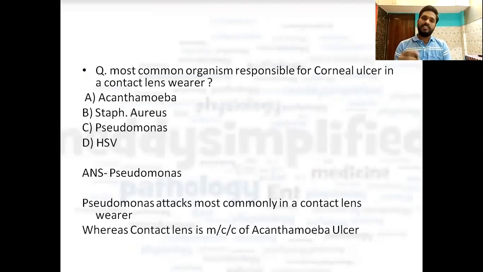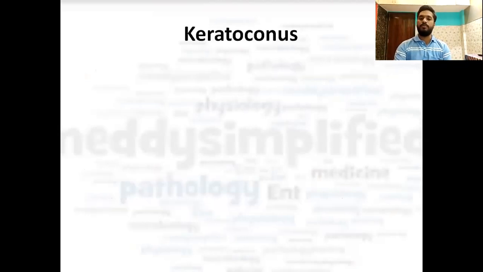So if the question is which is the most common cause of Acanthamoeba ulcer, the answer should be contact lens. But if the history is given of a contact lens wearer and it says he developed a corneal ulcer, then the answer will be Pseudomonas, that is bacterial ulcer, ulcus serpens, not this one. What is this? Acanthamoeba protozoan ulcer.